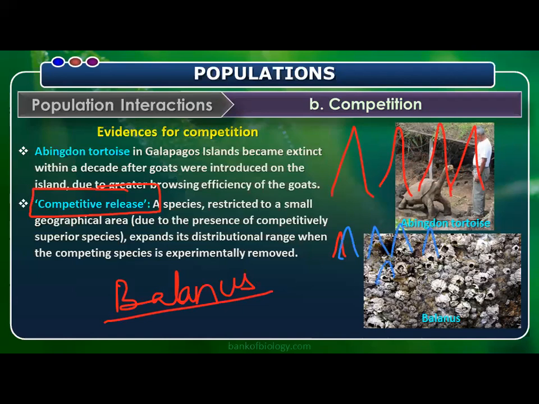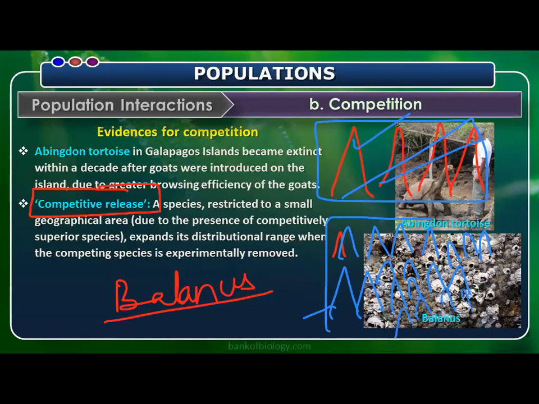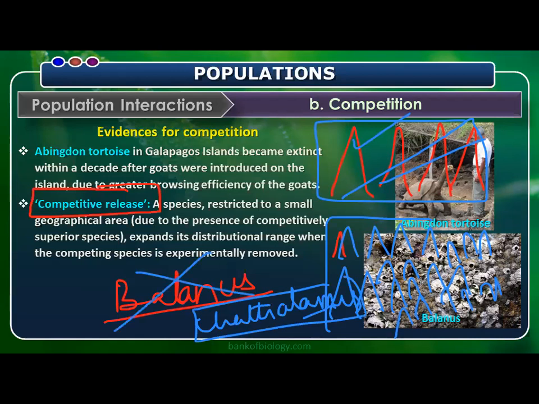So what we are saying here is, if you experimentally remove the Balanus, the Chthamalus species number is going to increase. This is called release. Release of what? Release from the domination of Balanus. So if you remove the Balanus, the Chthamalus species will increase. Remember that Balanus is the bigger barnacle and Chthamalus is the smaller one. So when do they flourish? When you remove the Balanus.